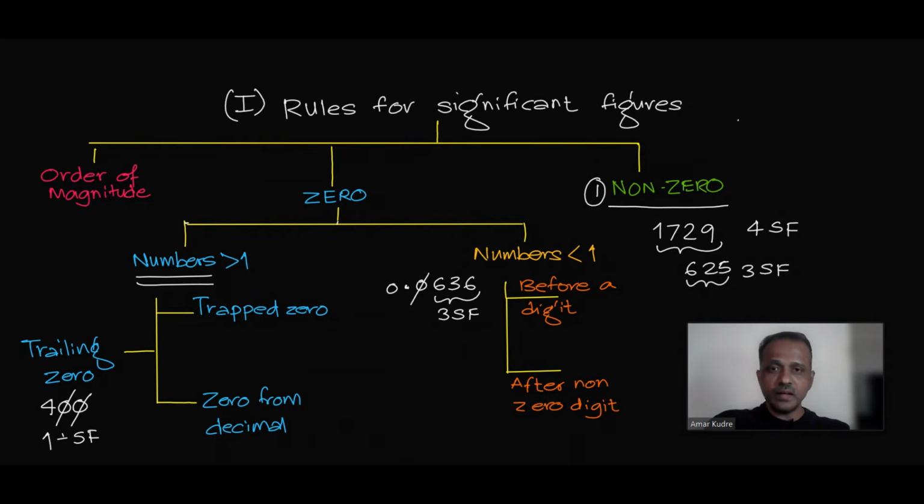Now, what about the zeros if they come after a non-zero digit? Suppose it is 7320. Now, in the case of decimal numbers, when we have a decimal point and the zero follows after a non-zero digit, then this is to be considered as significant. So here in this case, we have four significant figures. This is 1, 2, 3 and 4. This is four significant figures we have.